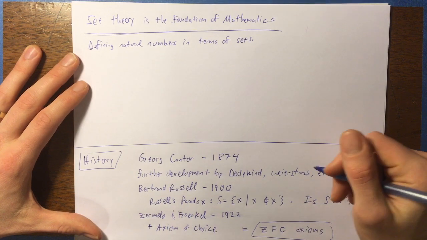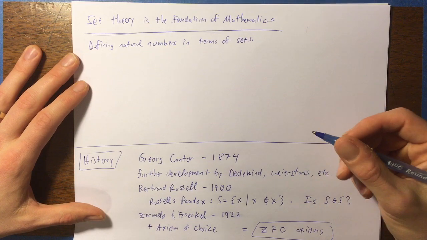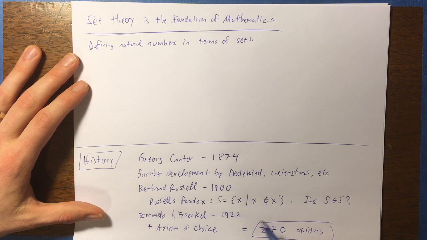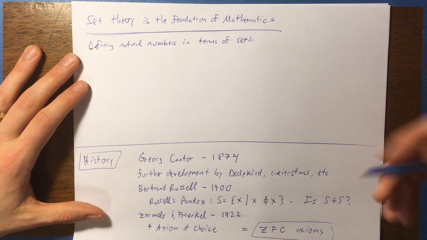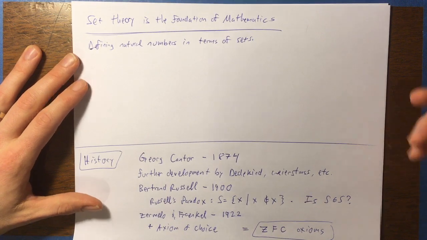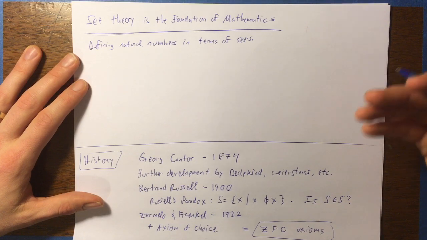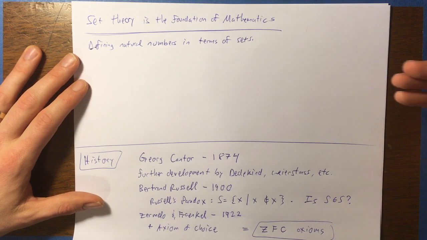And at the time, based on Cantor's set theory, it was valid to define a set like this: S is equal to the set of all sets X, where X is a set, such that X is not an element of itself. At the time, the rules for set theory were relatively loose, and a set could be an element of itself. I did mention before that sets can be elements of other sets.